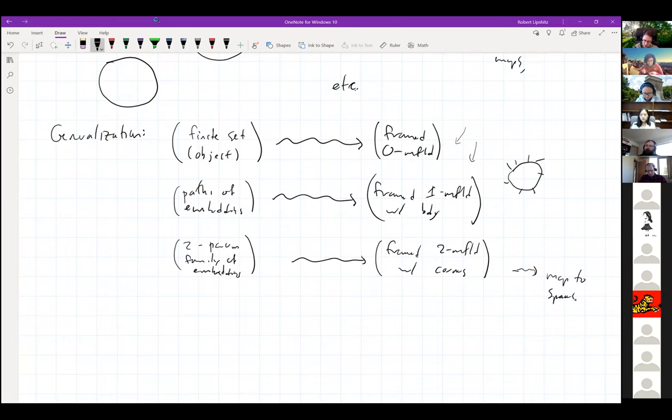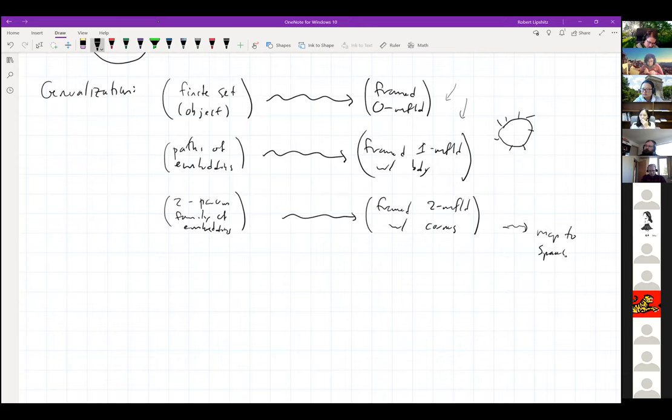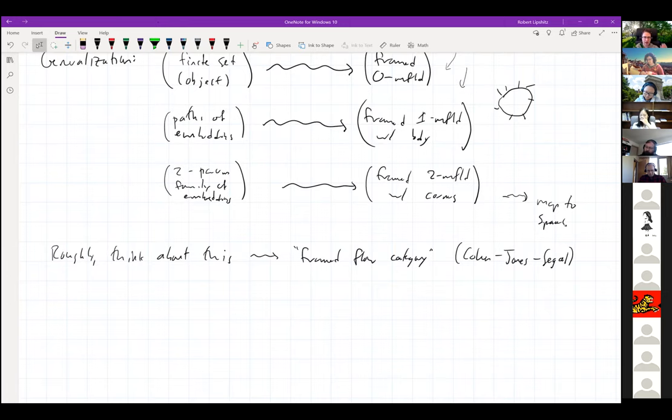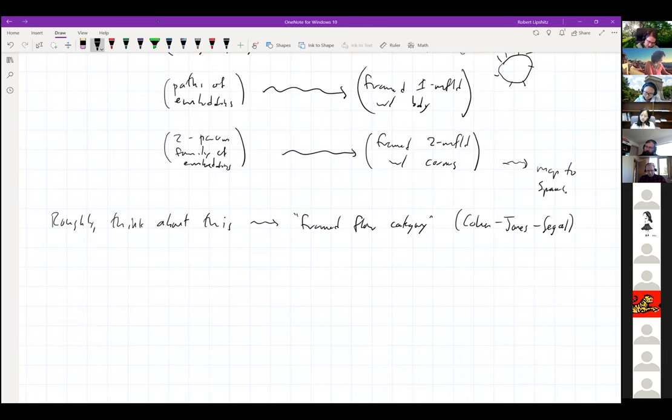If you figure out what this means, you'll get to the notion of what's called a framed flow category. This is a notion that was introduced by Cohen, Jones, Siegel. The reason it's called a flow category is that if you have a Morse function on a manifold, you get the same sort of data that you're writing down here. And this is more flexible in a couple of ways. You don't need to have a cube. You can just talk about chain complexes of spaces.